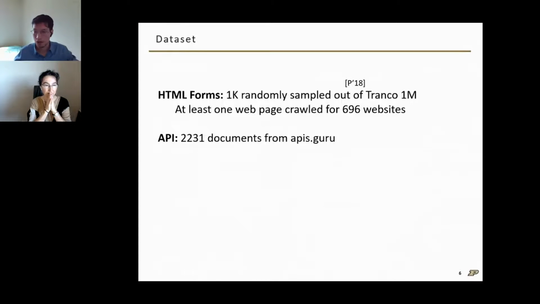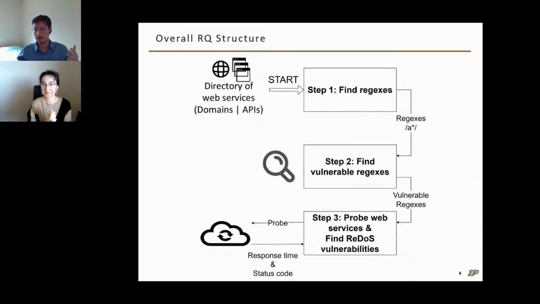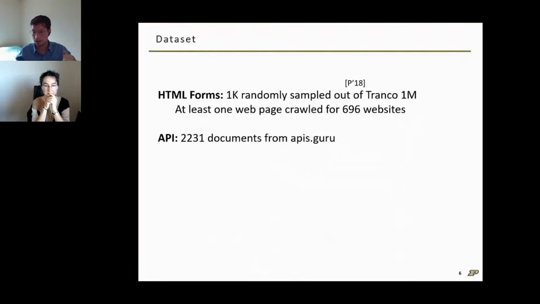Oh, I'm sorry. To conduct a ReDoS study in a black box manner, the study is divided into 3 steps. First, we use the 2 approaches to find a list of regexes. Second, we use an off-the-shelf tool for detecting vulnerable regexes to find those regexes. Third, we probe the web services which use those vulnerable regexes, and we analyze the response times and status codes to find vulnerabilities. Now here are some more findings.